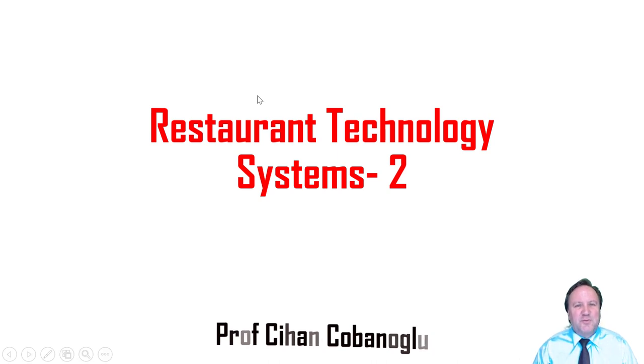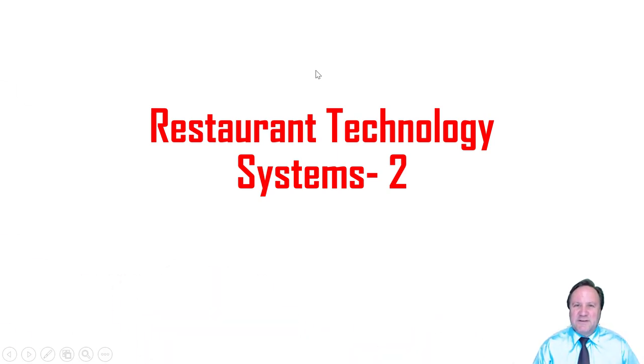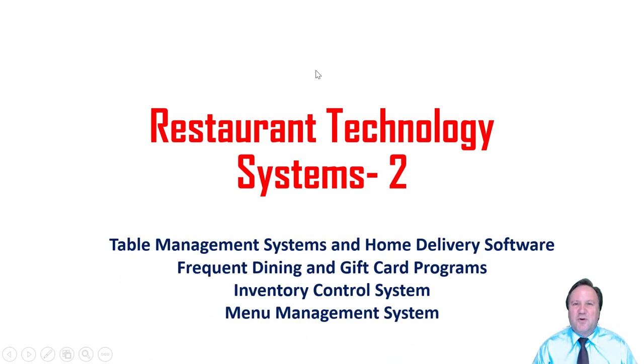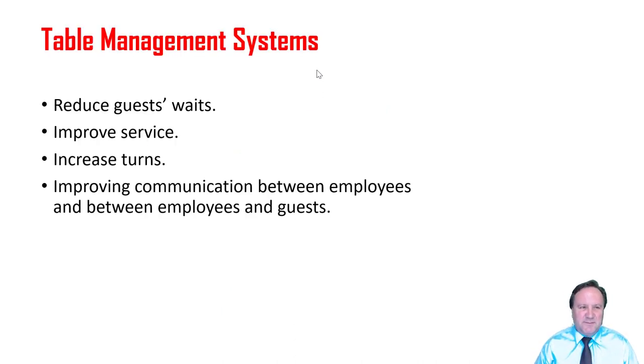In the first part, as you may remember, we covered the point of sale system, which is the heart of a restaurant system. That was covered at length. So now we are going to talk about the table management system and the home delivery software that goes with it, frequent dining and gift card programs, inventory control system, and menu management system. So let's start with the table management system.